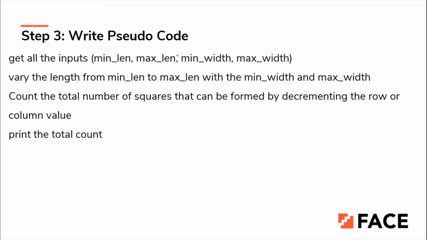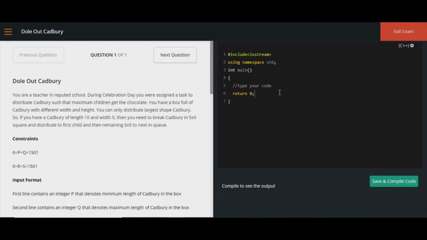So this is all about the logic part. Let's meet in the coding part. Let's quickly discuss the solution for the dole-out Cadbury question. We have already gone through the logic for the same, with which we have also discussed some of the test cases and how the logic flows. Now it's time for us to code the same.